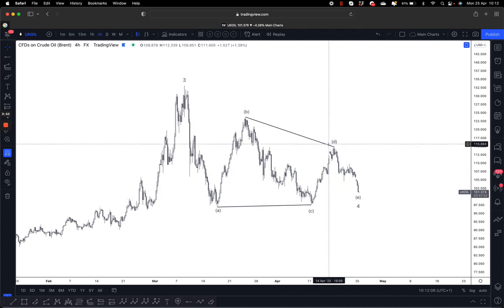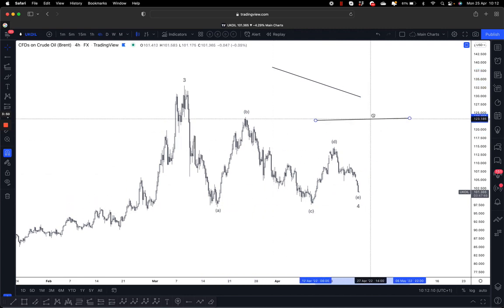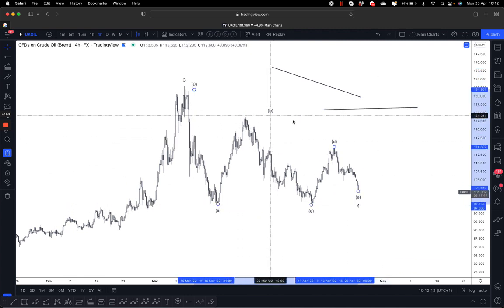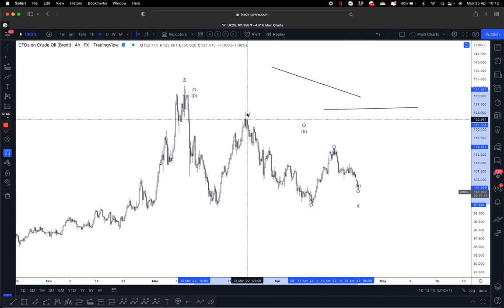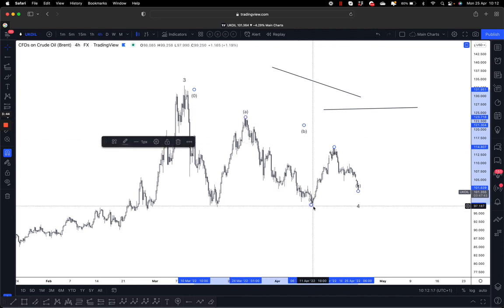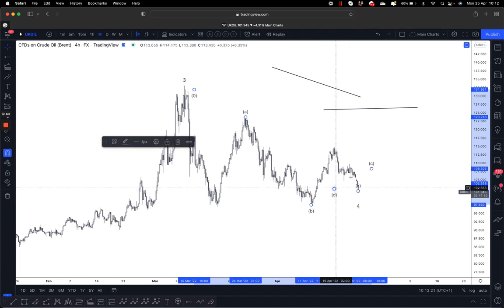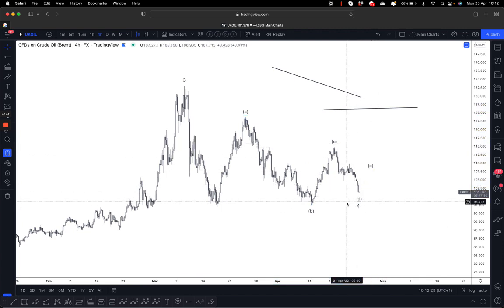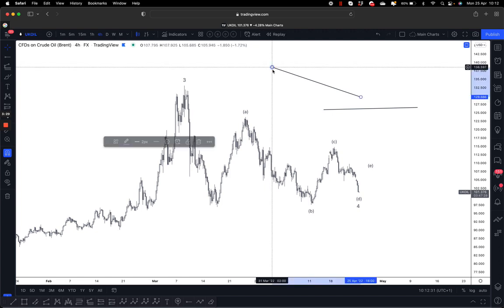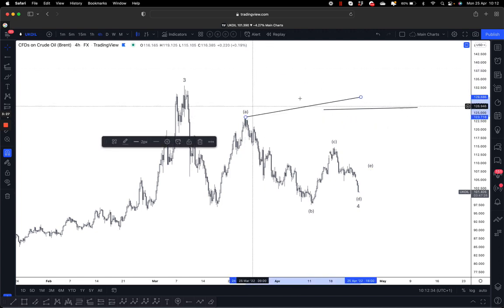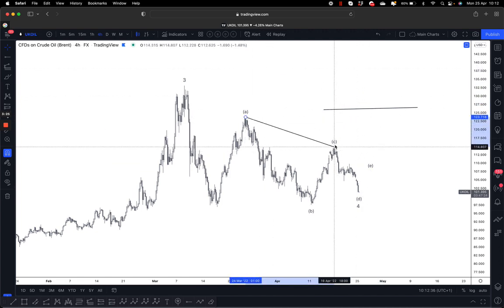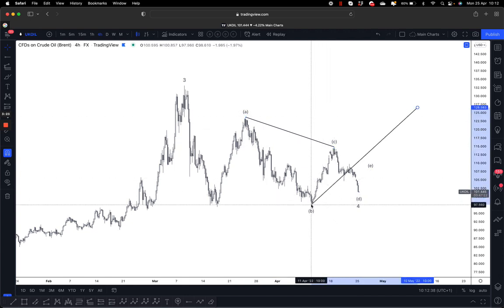I would then subsequently adjust my count to move in A, B here, C, and then we're currently in D, and then one more push to the upside would complete wave E. So that would basically mean, I'll show you guys in a second once I complete this readjustment.